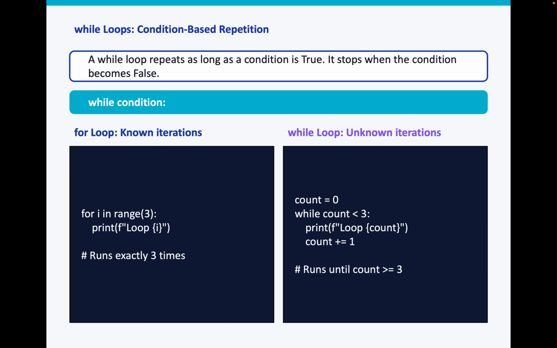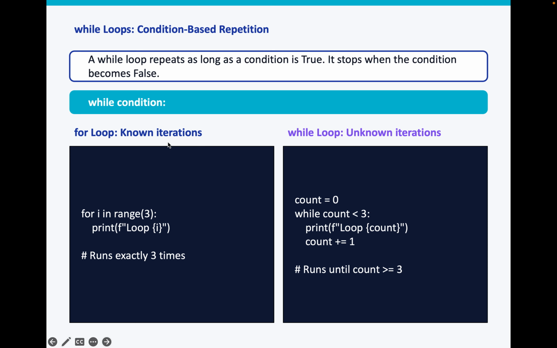And now the while loop. A while loop repeats as long as a condition is true. It stops when the condition becomes false. So the syntax is simple: while, then give the condition, followed by an indented block of code. Let us compare for and while.